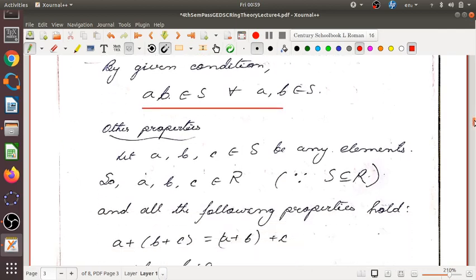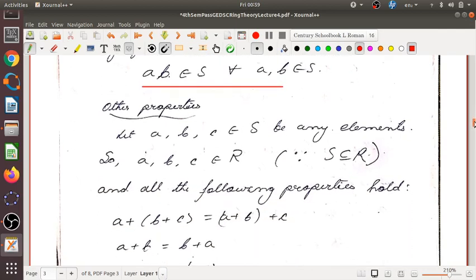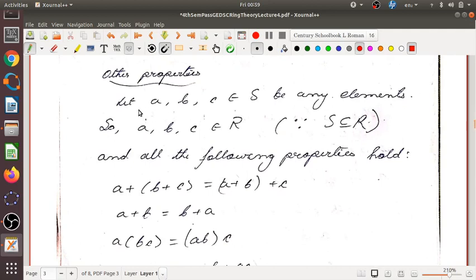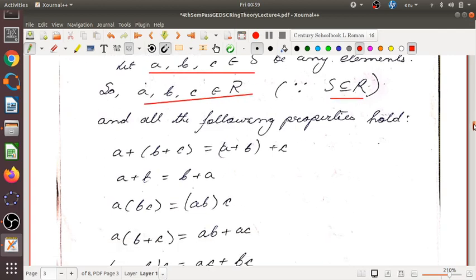Next we need to verify just the other properties. Let a, b, c belong to S be any elements. Then a, b and c are also elements of R, right? Because S is a subset of R, every element of S is in R. And so all these properties will hold.